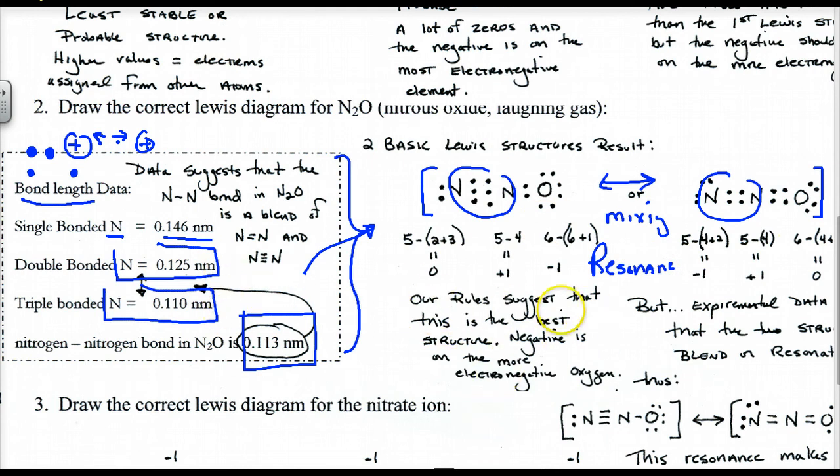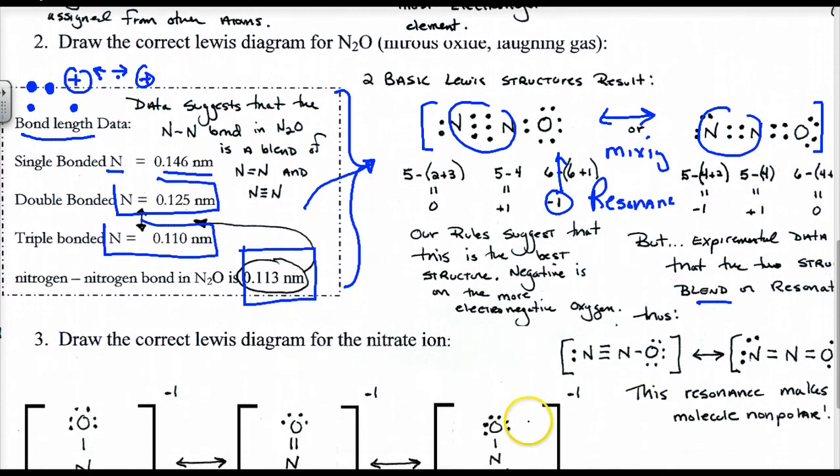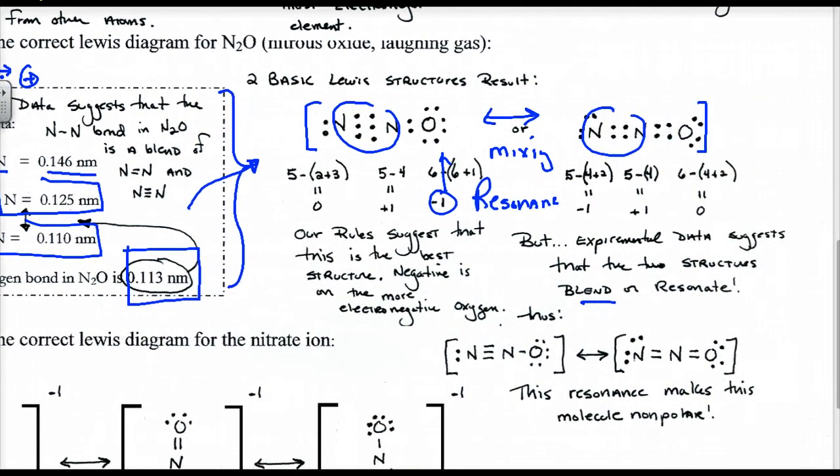So as it says, our rule suggests that this is the best structure, negatives on the more electronegative atom. Okay, right. But experimental data shows that there's a blending of the two. So when we show resonance, we show a double arrow to show that it's a blending of the two. So this is the correct way to show the resonance between the two: double arrow and show both structures.